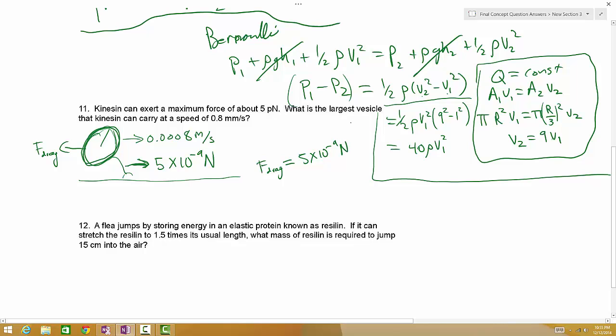But we're looking for the largest vesicle, so we're looking for a radius. Remember that our drag force is going to be 6 pi viscosity times R V, equal to 5 times 10 to the minus 9 newtons. That is, of course, viscous drag, because we're in some sort of viscous fluid. For small things in fluids, you usually have viscous drag. And so we can figure out the size by figuring out what R is. We're given V in the problem, and we would be given the viscosity of the fluid, so we know everything to figure out what R is.